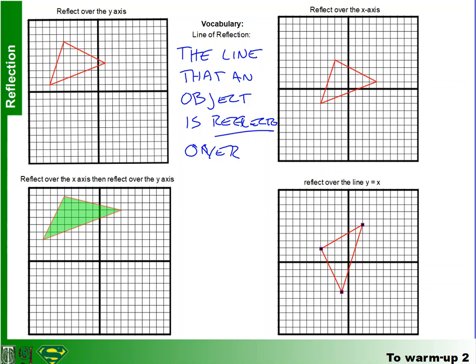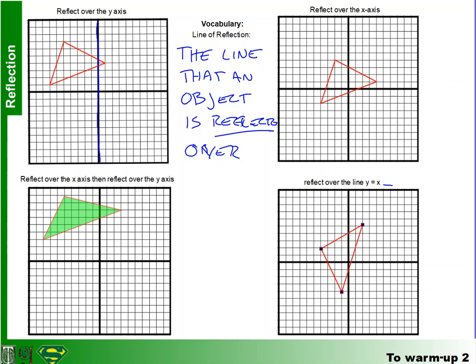The first question is asking us to reflect an object over the y-axis. And in 8th grade, most of your reflections are either going to be over the y-axis, the x-axis, or over the line y equals x. So here we go. All right, so reflect over the y-axis. Well, we know that this is the y-axis.